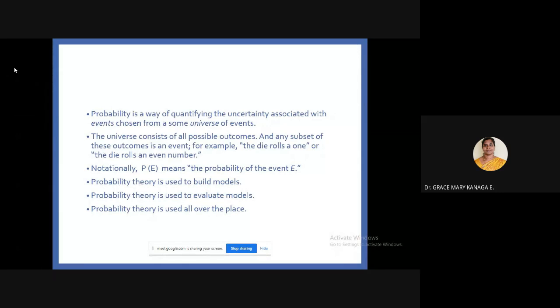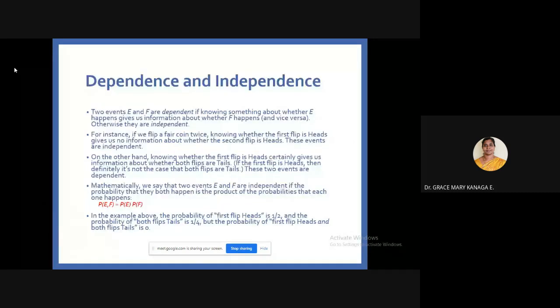Notationally, we represent the probability of a particular event E as P(E). Probability theory is used to build many models, and also to evaluate models, and it is used all over the place. This probability is not new to you; you might have studied it in school. Now we'll see what we mean by dependence and independence.